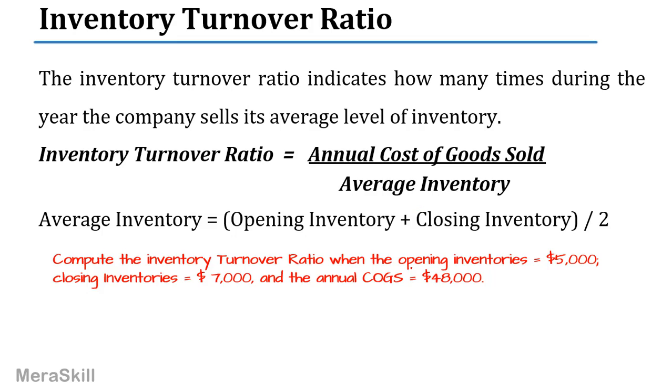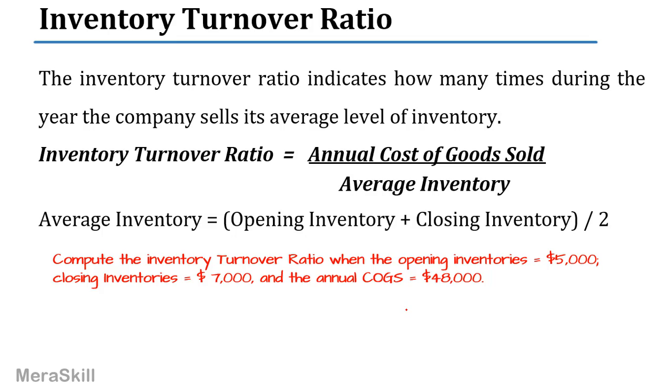Got a small problem, students. Compute the inventory turnover ratio when the opening inventories are 5,000, closing inventories are 7,000, and the annual cost of goods sold is $48,000. So what is the average inventory?